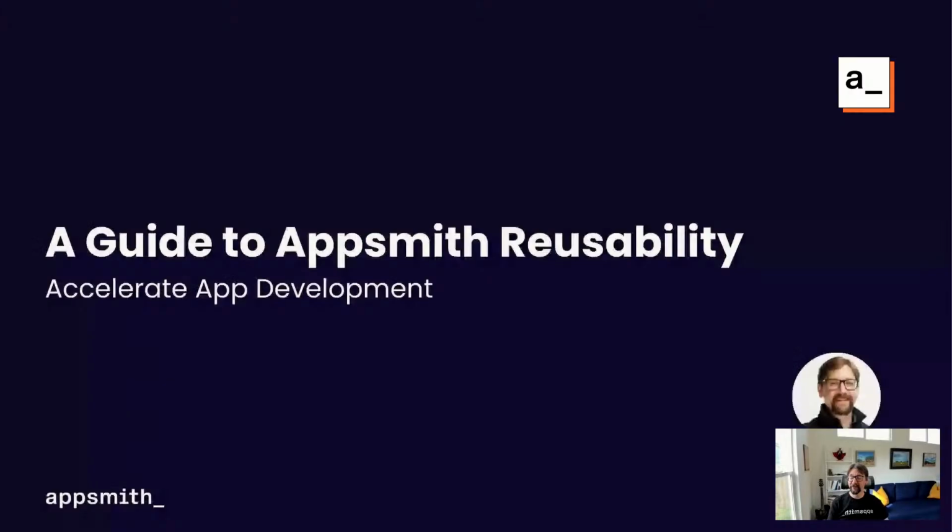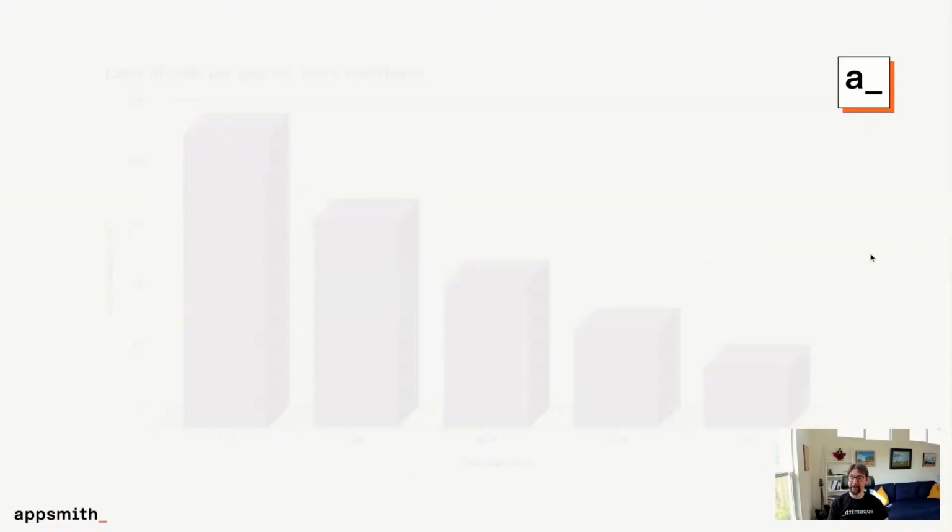Hey everybody. Today we're going to talk about reusability on the Appsmith platform. Now there's quite a bit to cover and we don't have a lot of time, so let's jump right in. As we talk about this, we're going to break this up into a few different sections, different parts of the platform where you can achieve reusability and how you can do that. What you'll see is that some of these things you probably know, others you might not. So hopefully there's something for everybody.